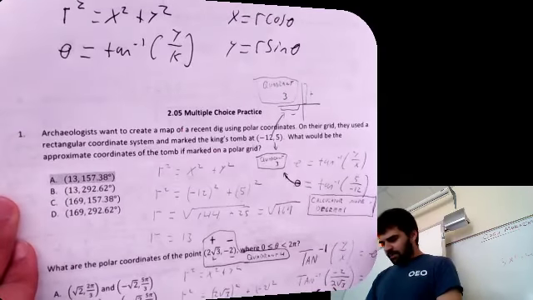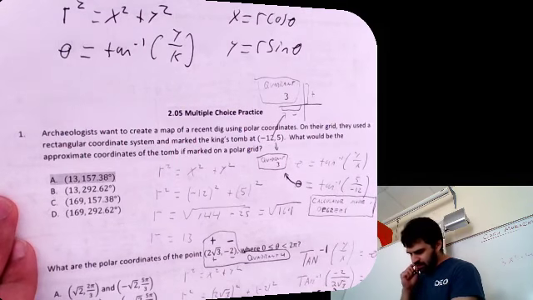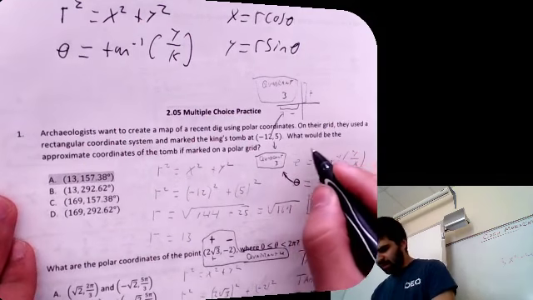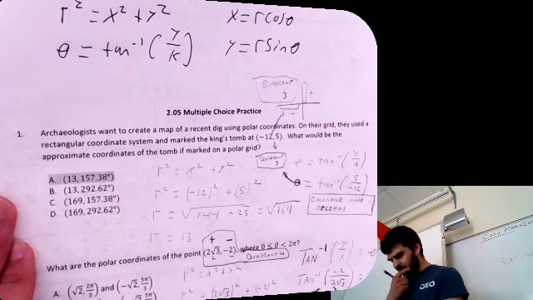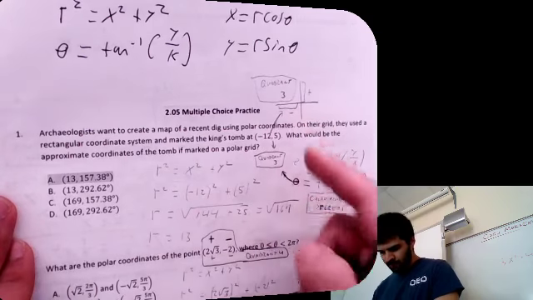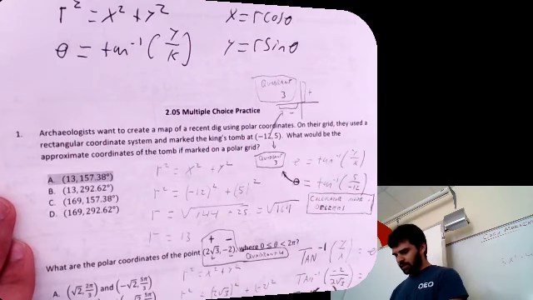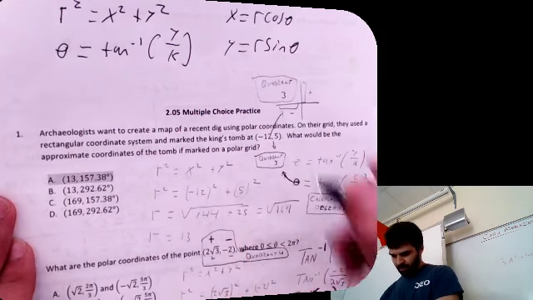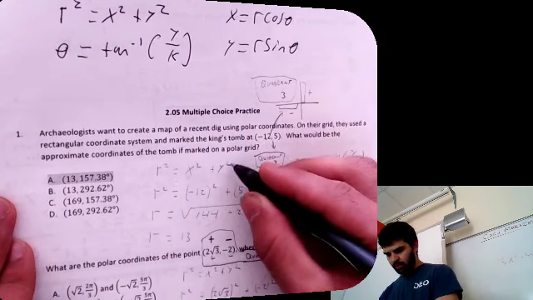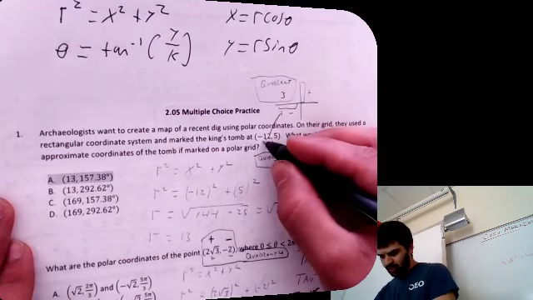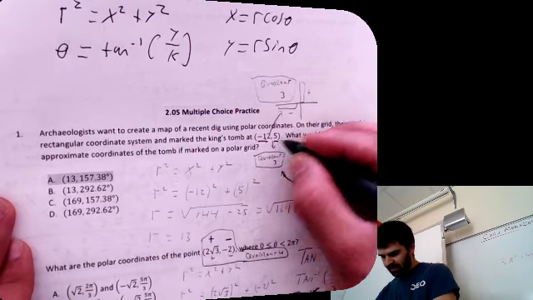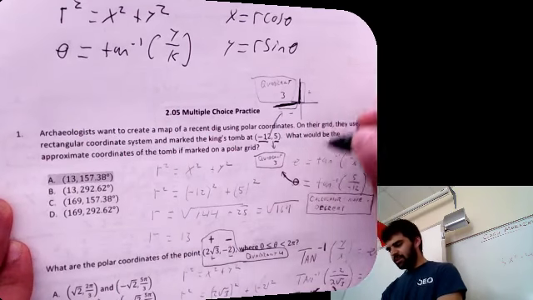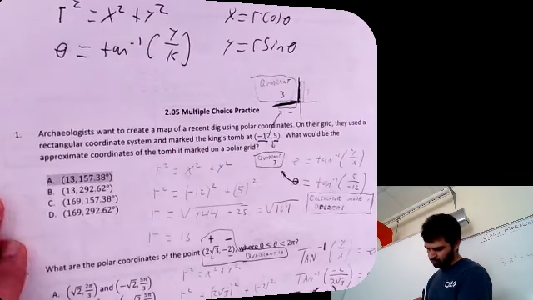Archaeologists want to create a map of a recent dig using polar coordinates. On the grid, they used a rectangular coordinate system and marked the king's tomb at (-12, 5). What would be the approximate coordinates of the tomb if marked on the polar grid? Well, let's start off by converting from Cartesian to polar. Notice this is when x is -12 and y is 5. When x is a negative number and y is a positive number, this puts us in quadrant 2.